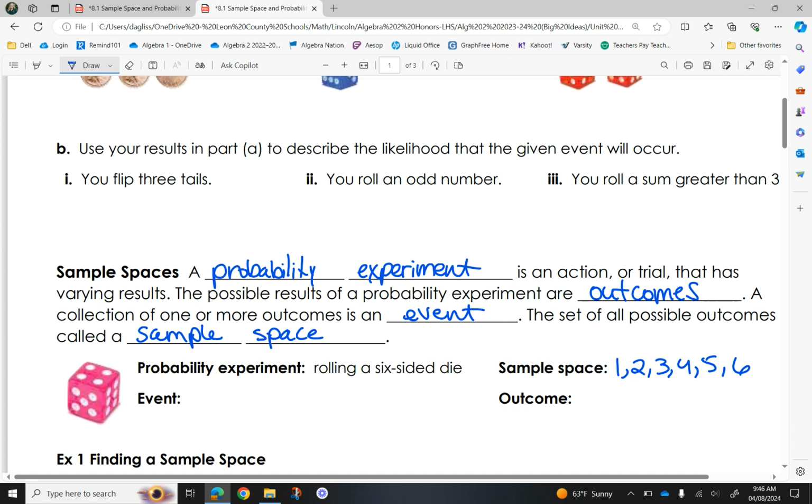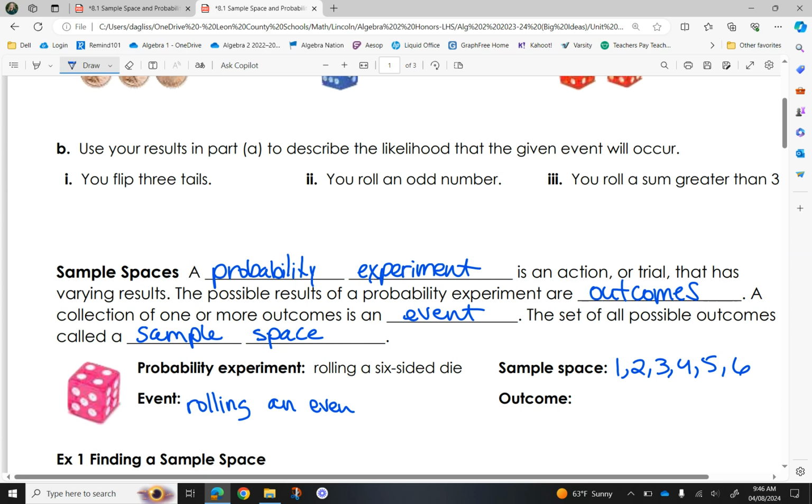What's an event? An event is like, what's the chance that I get blank? So let's say rolling an even. That's the event. Rolling a number bigger than 4. Rolling the number 1. So it's like, hey, what are the chances that this happens? That's the event. And then the outcome is what actually happens.